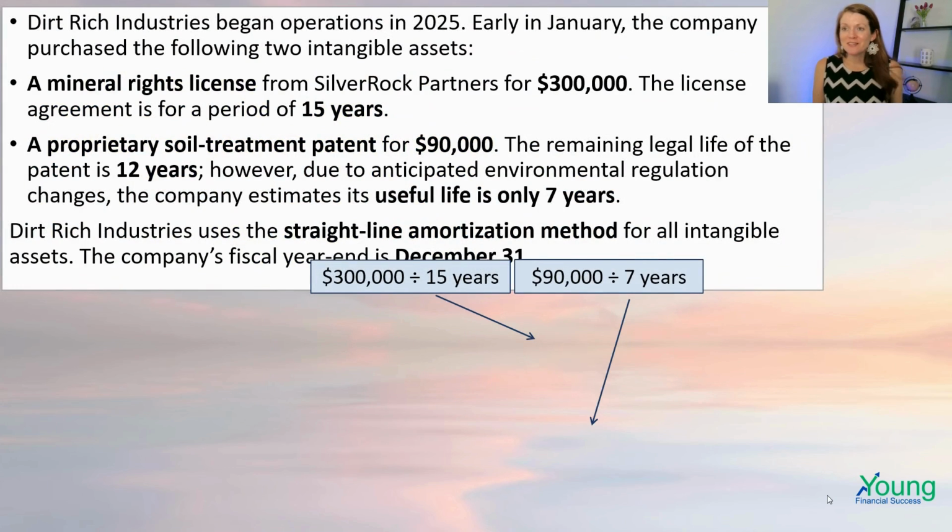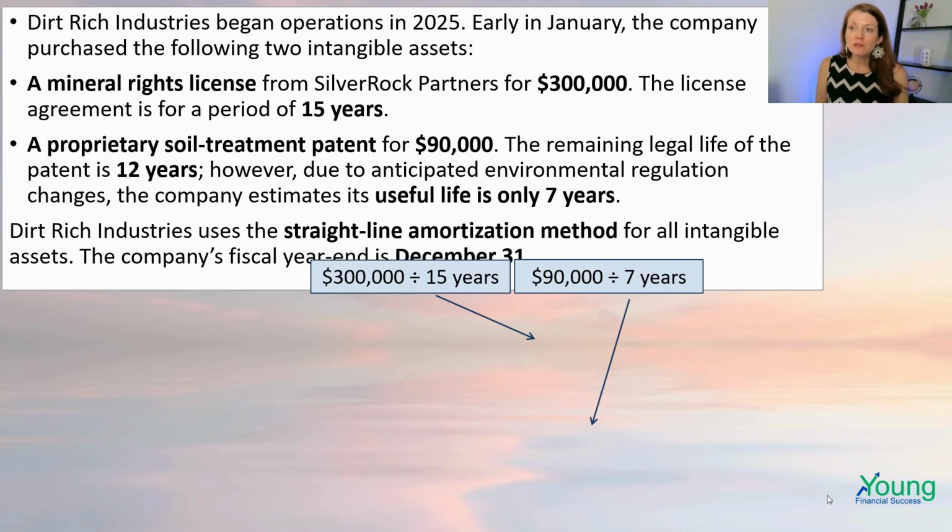So let's look at Dirt Rich Industries. Early in January, the company purchased the following two intangible assets. They have a mineral rights license for $300,000. The license agreement is for the period of 15 years. It doesn't say anything about it not bringing us value for that long. So we're going to take that $300,000 divided by 15 years because we're going to use the straight line amortization method. Then a proprietary soil treatment patent for $90,000.